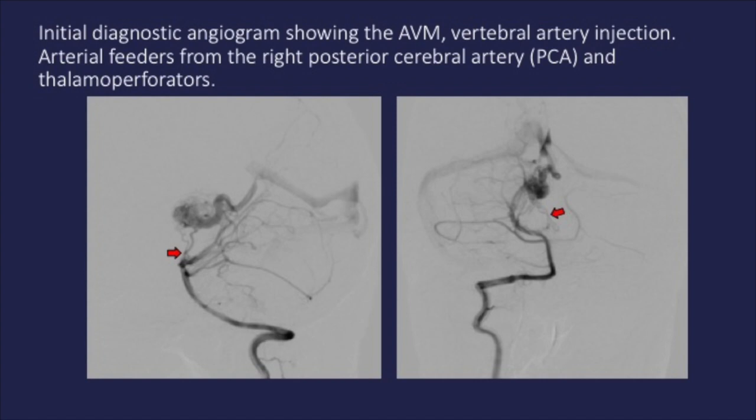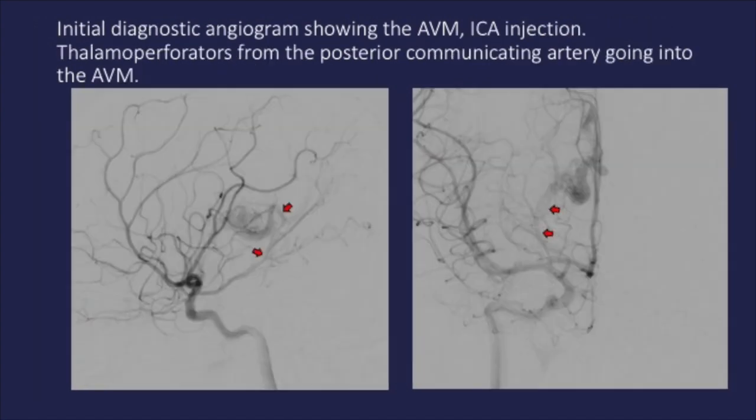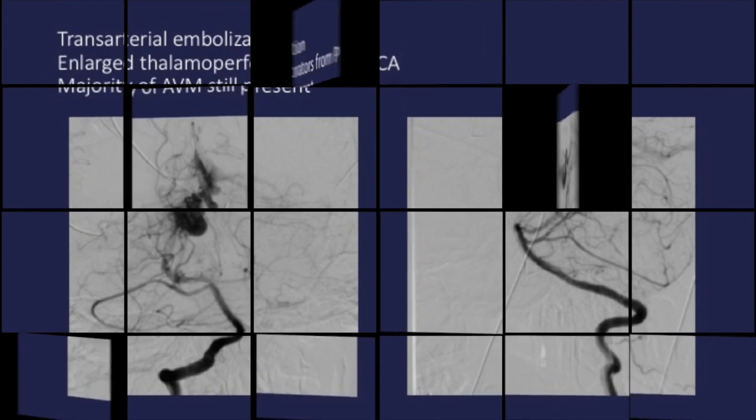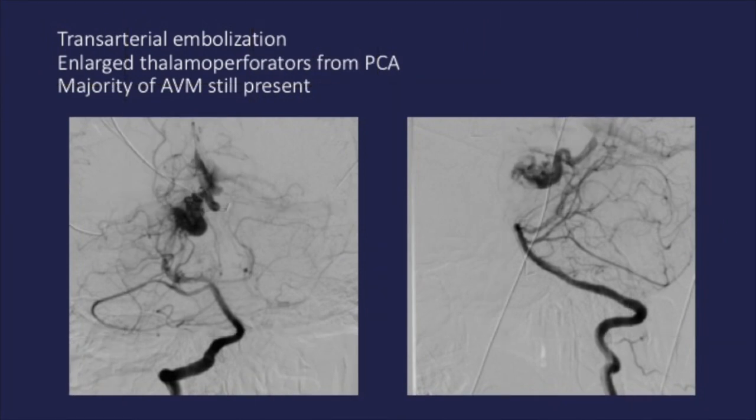Observe the enlarged thalamoperforator branch coming off the posterior cerebral artery. This artery is also known as the percheron artery. Internal carotid angiography also demonstrated small perforators going into the arteriovenous malformation from the posterior communicating artery. The patient underwent initial transarterial embolization through that large thalamoperforator. However, there was still the majority of the arteriovenous malformation alive.